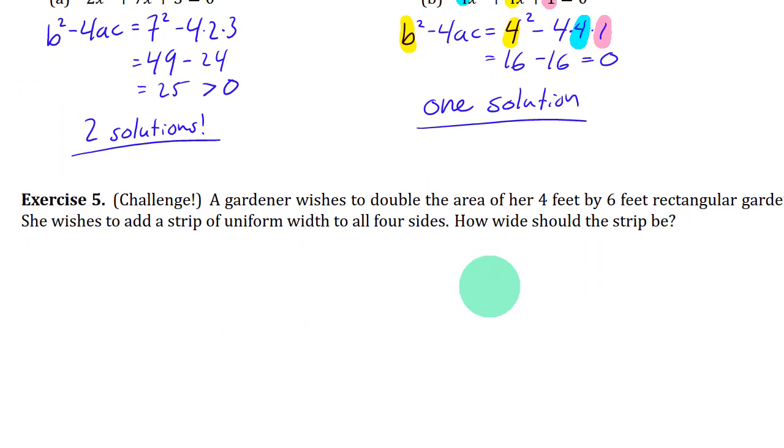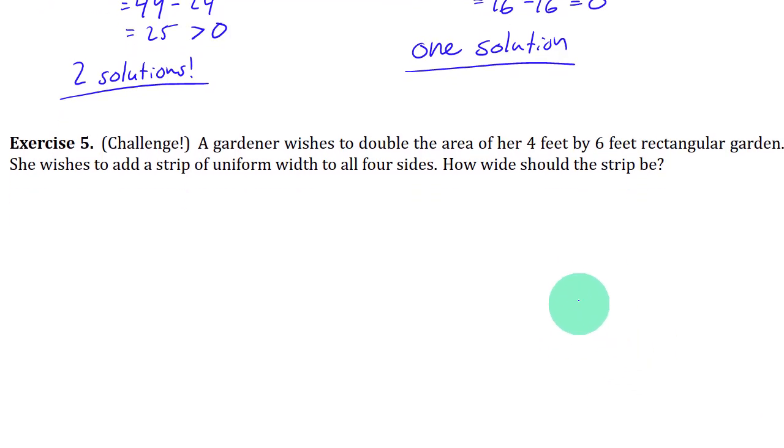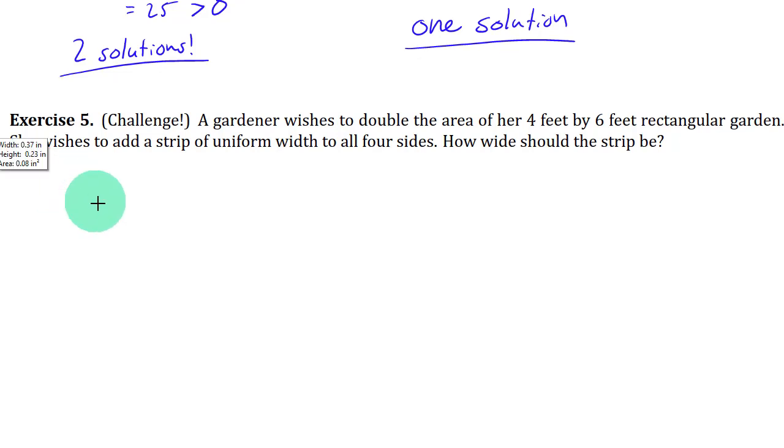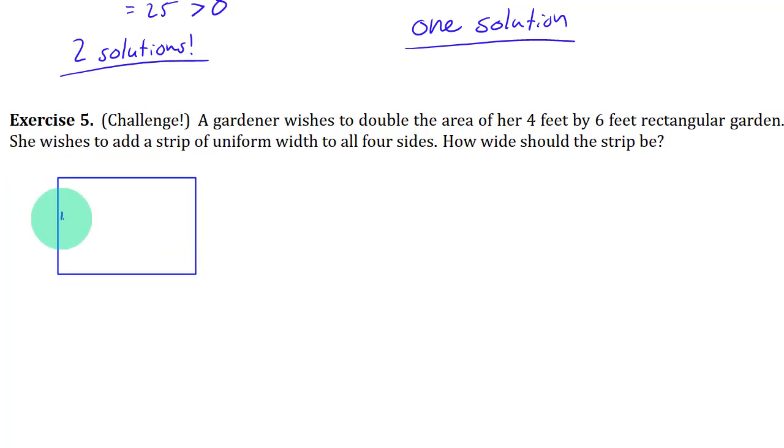Okay, so here is a very tricky problem. So a gardener wishes to double the area of her 4 feet by 6 feet rectangular garden. She wishes to add a strip of uniform width to all 4 sides. So let's start by drawing a little picture of it. So let's say this is the garden, which starts off 4 feet on one side and 6 feet on this side. So it looks about like that.